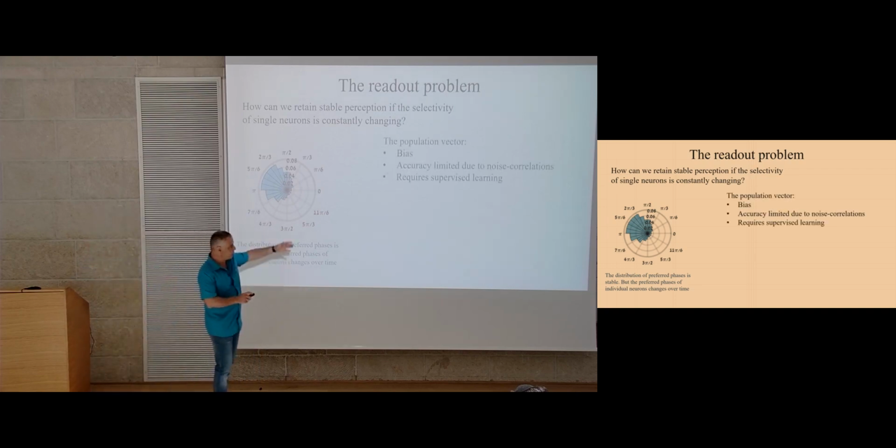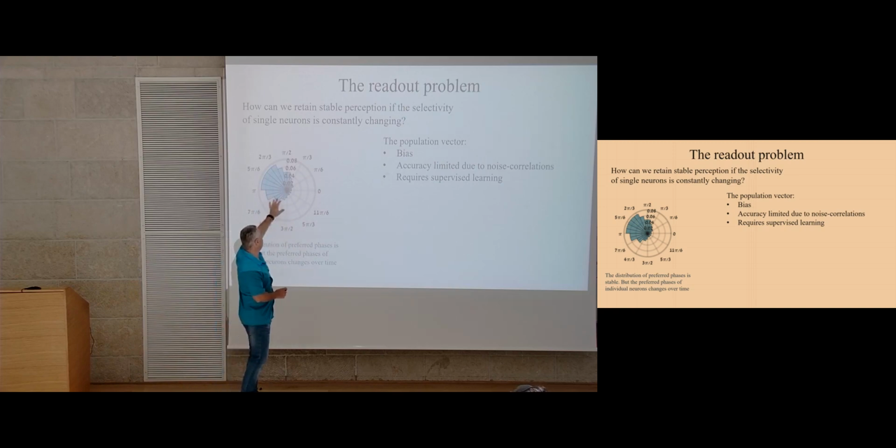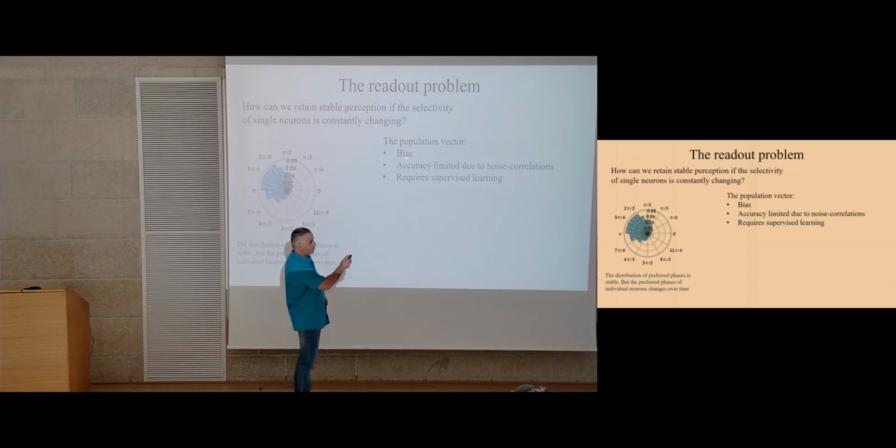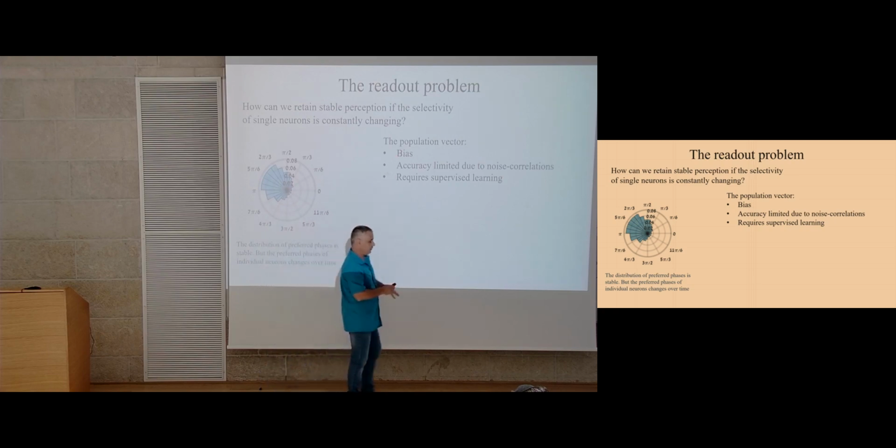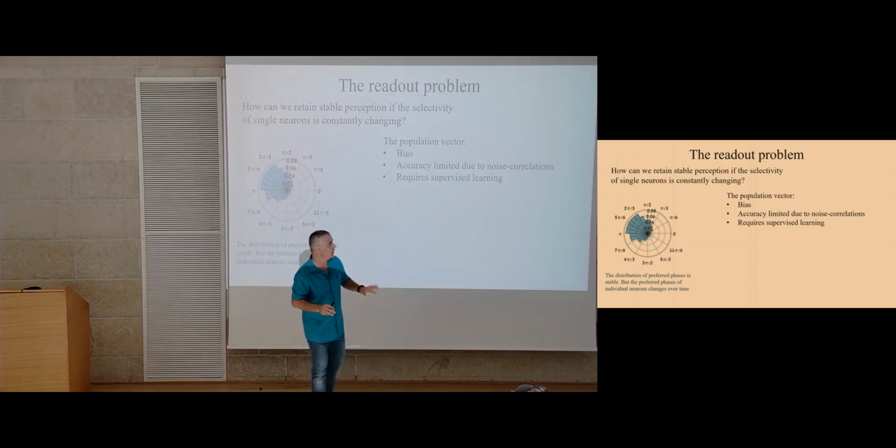the celebrated population vector. The population vector just weighs the activity of each and every neuron by its preferred phase, and the population vector is going to be biased. Okay, the distribution is biased, and that is going to be limited by collective modes of fluctuation. So people don't like it because of that, but it doesn't mean that the brain doesn't use it.